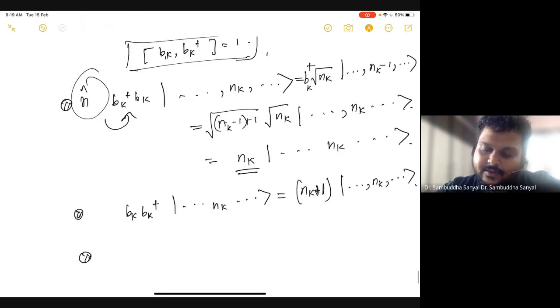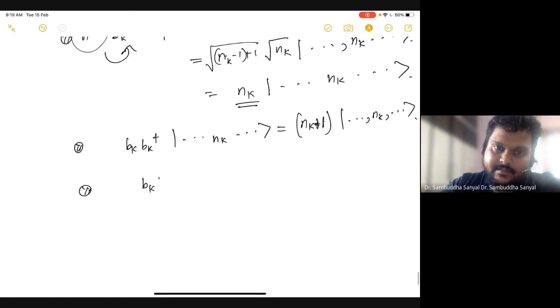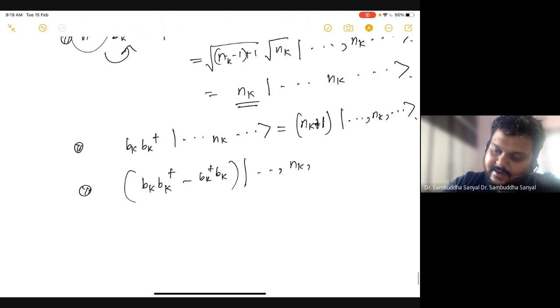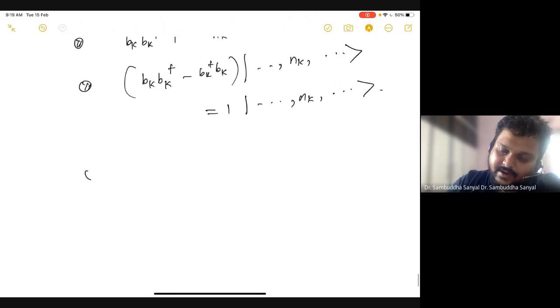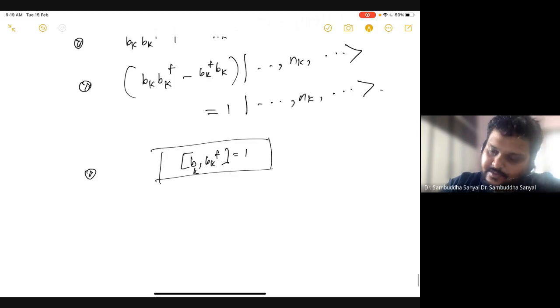Okay. So in order to do that, I use the bk dagger bk and I got nk, which is like the number operator, and bk dagger gave me nk plus 1. So now simply I can subtract them and show that bk dagger minus bk dagger bk acting on this state nk will give me 1. Okay. Now do a little bit of work and show this. So this is something I have already shown you. Now show this.